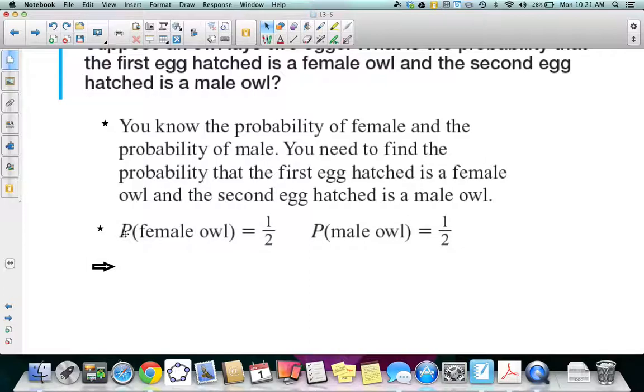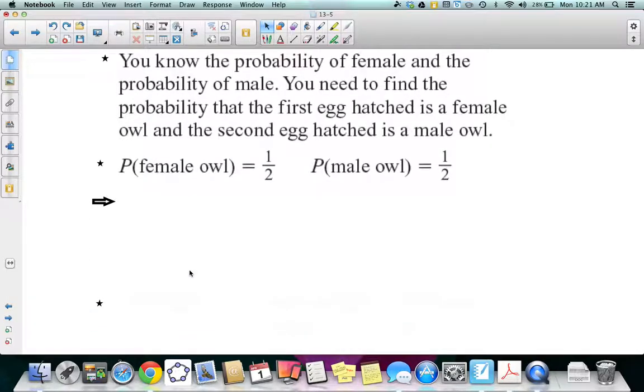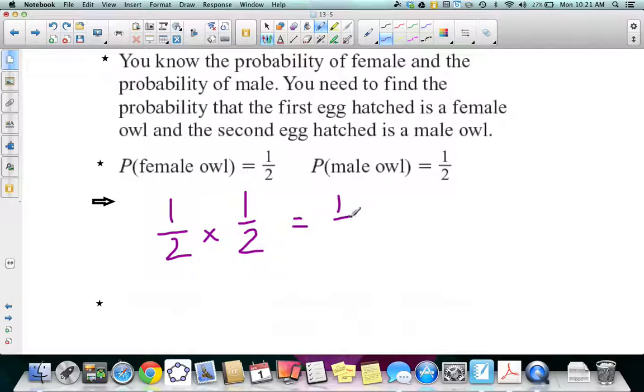The probability of getting a female owl is 1/2 because there are only two possibilities, male and female, and the probability of getting a male offspring will be 1/2 as well. So if we multiply the probability of getting a female owl, 1/2, with the probability of getting a male owl, which is also 1/2, the product would be 1/4. So the probability of getting a female owl and then a male owl is 1/4.